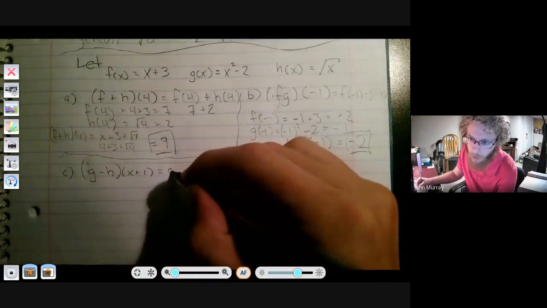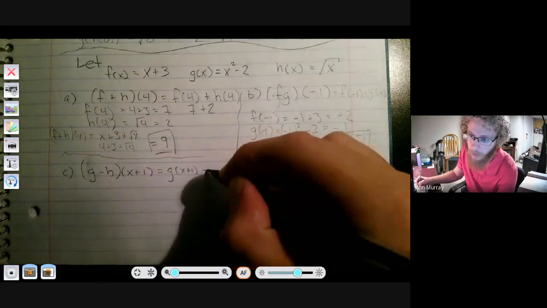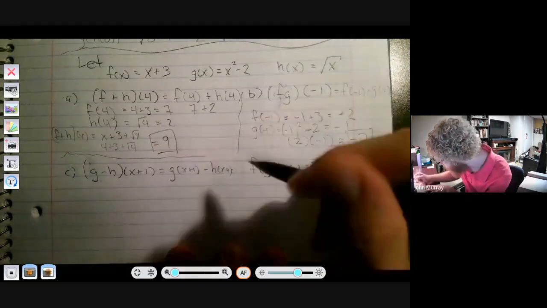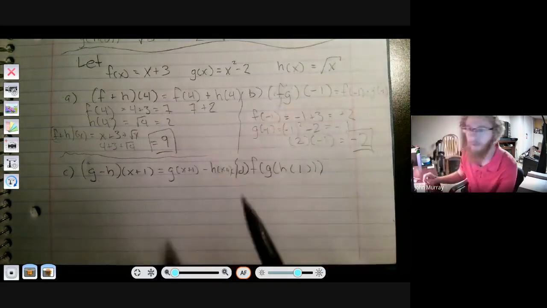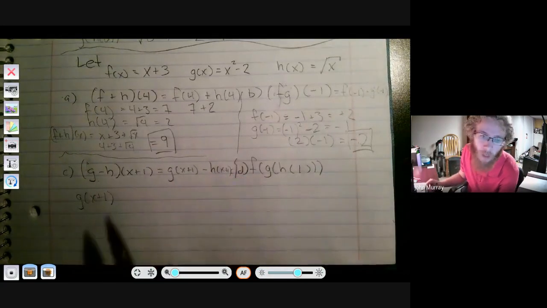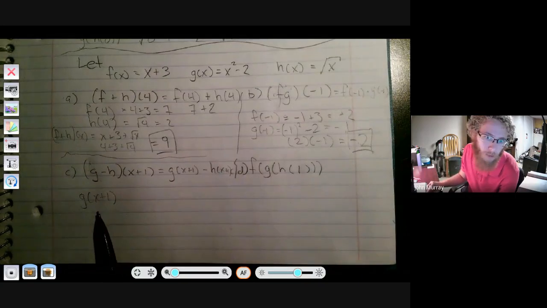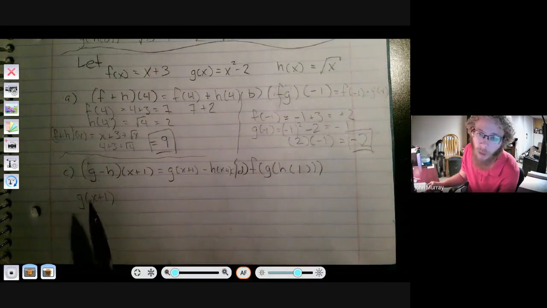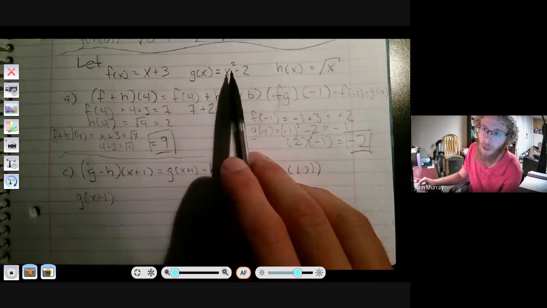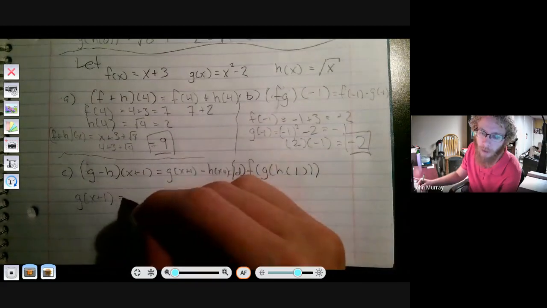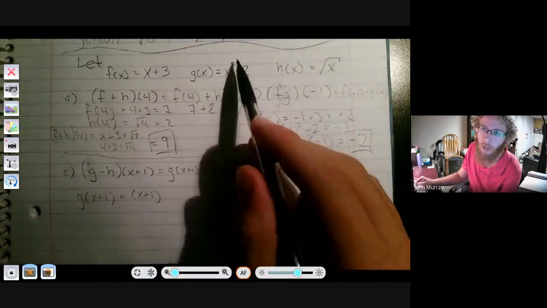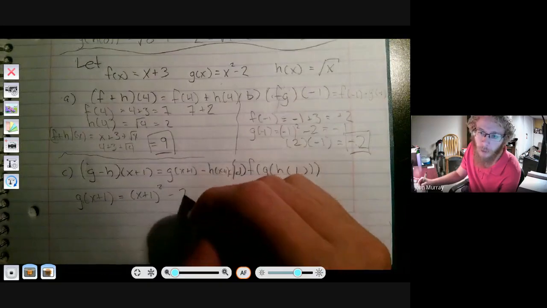I'm going to rewrite this as g of x plus 1 minus h of x plus 1. Move this over a little bit. Okay. So if I do g of x plus 1, this is kind of like our composite function that we did on Tuesday and late last week. I'm taking x plus 1 and I'm plugging it into my g function. So this x gets replaced with x plus 1. But the g function tells me whatever I plug in, I have to square it and then subtract 2.